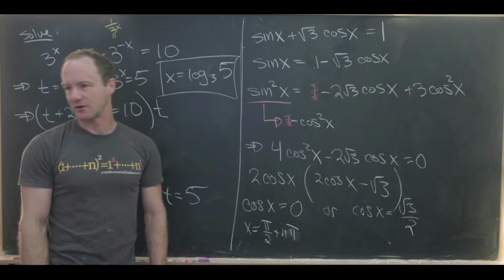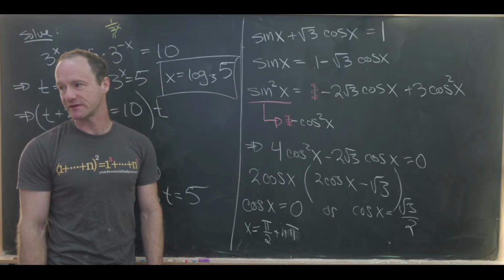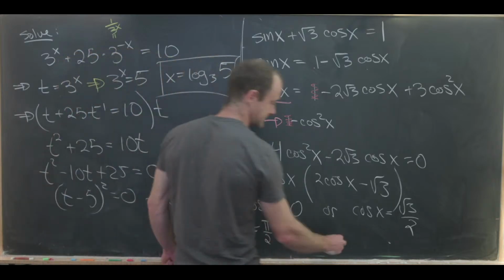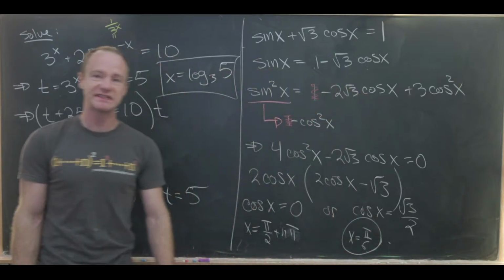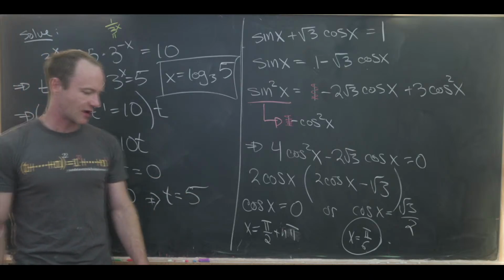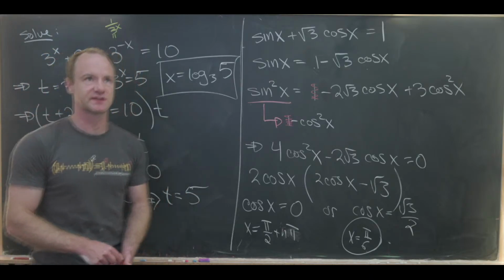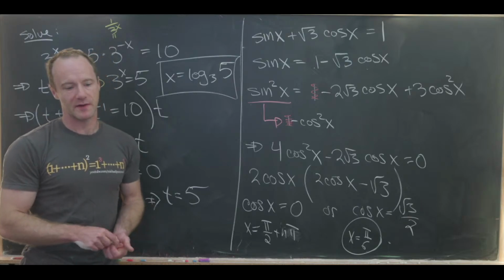at other places that I don't remember at the moment. Is it pi over 6 or pi over 3? Pi over 6. Good. So x equals pi over 6, and then all shifts of pi over 6 by appropriate amounts.